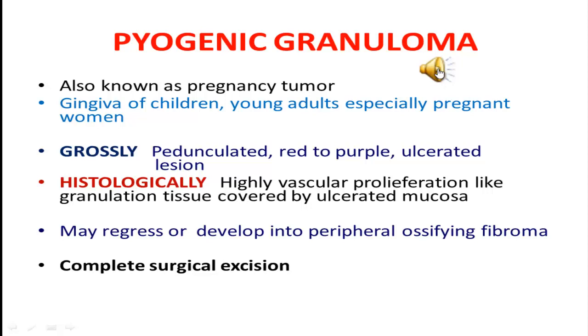Pyogenic granuloma is also known as pregnancy tumor. It occurs in the gingiva of children, young adults, and especially pregnant women. Grossly, it is a pedunculated red to purple ulcerated lesion. Microscopically, it is a highly vascular proliferation like granulation tissue covered by ulcerated mucosa. Pyogenic granulomas either regress or they undergo fibrous maturation and may develop into peripheral ossifying fibroma. Complete surgical excision is the treatment.